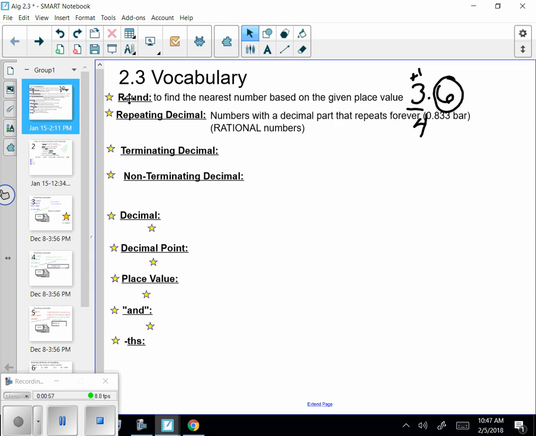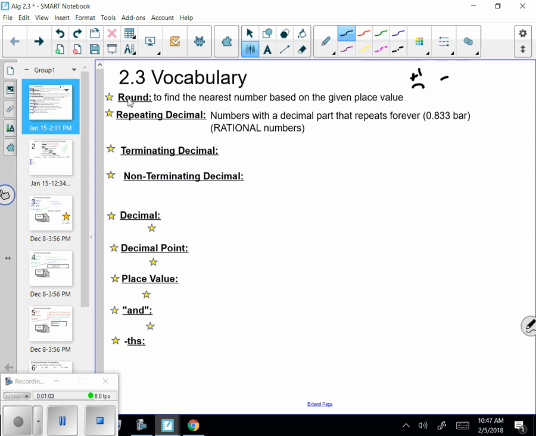Repeating decimal. Repeating decimals are numbers with a decimal part that repeats forever. If we have 0.833 and I want to show that this is going to continue forever, I'm going to put a bar over the 3. So we would read this as 0.833 bar. That bar means whatever number's below it repeats exactly. So that 3 goes on forever.